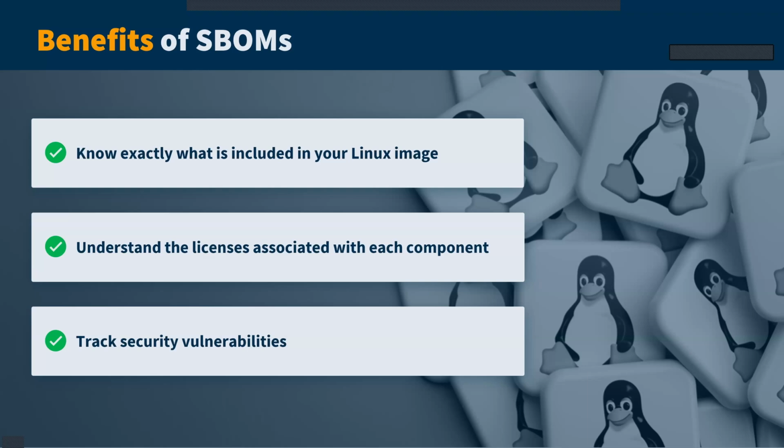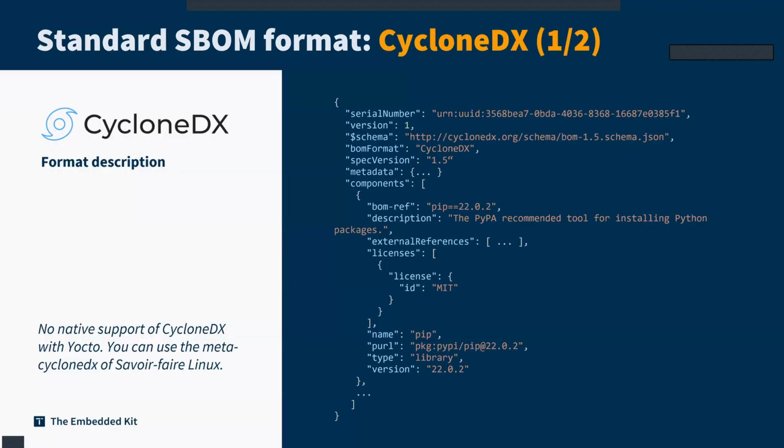So let's start with the 2 main formats that exist for software bill of materials. We were talking a lot about SPDX because it is the one generated by the create-spdx Yocto class. But it's also interesting to understand that there is another format, named CycloneDX, which is quite nice. It's a JSON-based format, which is not natively generated by Yocto, but Savoir-faire Linux made a nice meta layer for doing that, freely available on their GitLab.